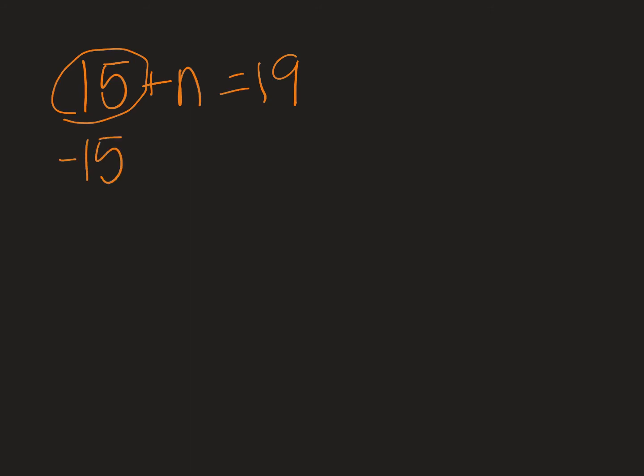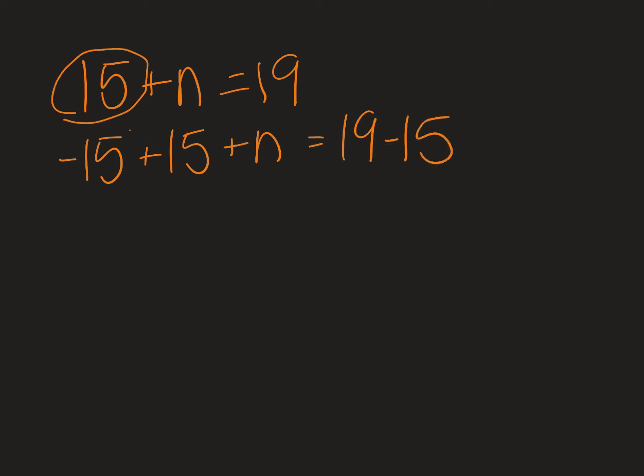Let's try another one. Okay, let's say we have 15 plus n equals 19. In this case, we are going to do the inverse of a positive 15, which is what? Minus 15. So minus 15 plus 15 plus n equals 19 minus 15.